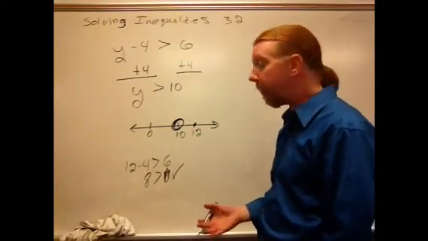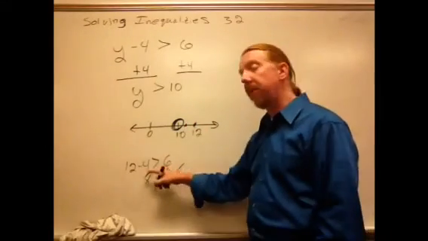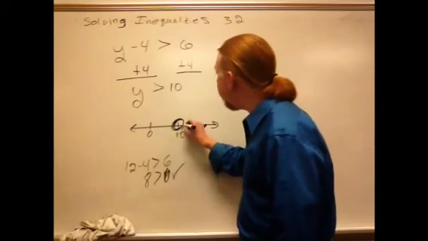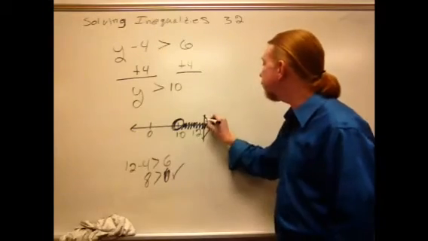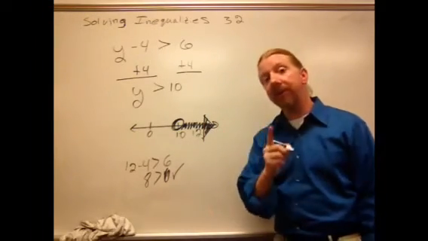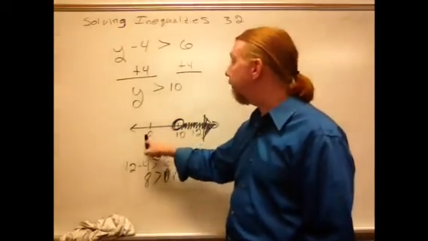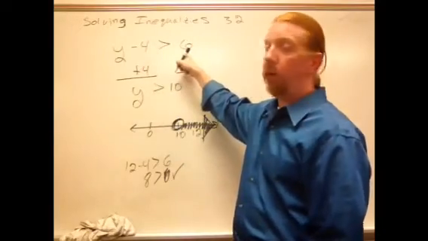I can try some other numbers. As I keep trying numbers, I'm going to notice that 11 works. 11 minus 4 is greater. I can test out 13. It'll check out. Everything over here checks out. What does not check out are numbers over here. Like if I were to try 0. 0 minus 4 is negative 4, and negative 4 is not greater than 6.